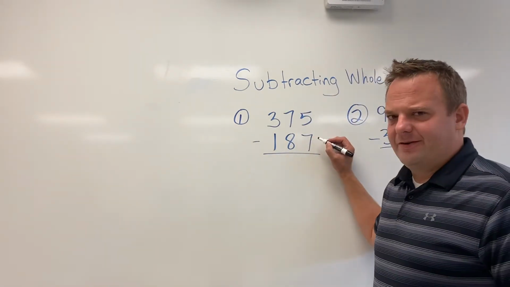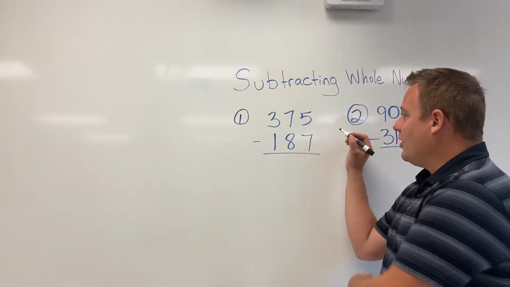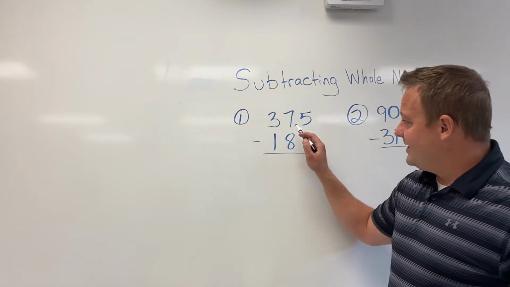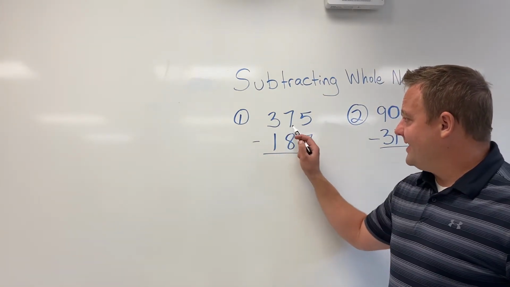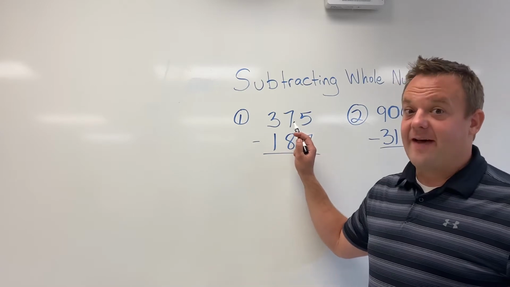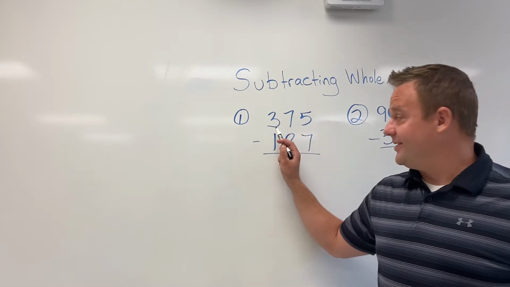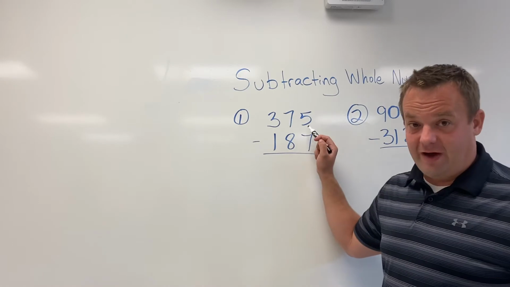5 minus 7. Well, can you do that? No. We're going to have to borrow. And this is the ones place, tens and hundreds. That's not 7, that's really 70. And this is really like 300. This is like 300 plus 70 plus 5.